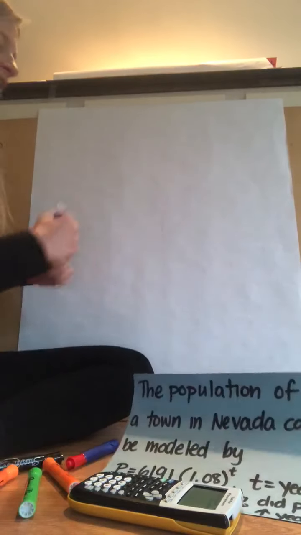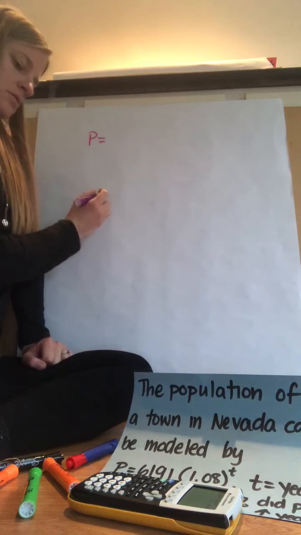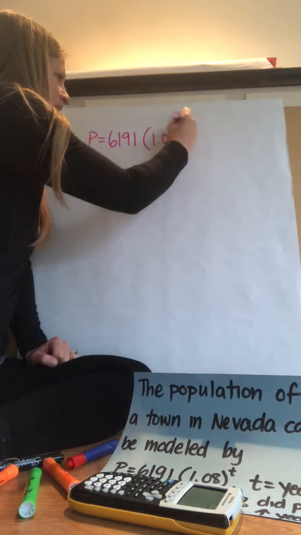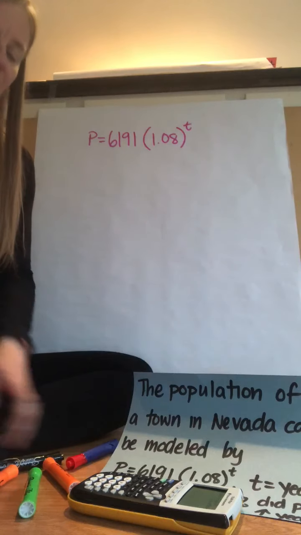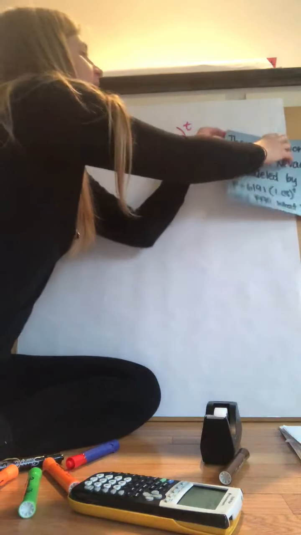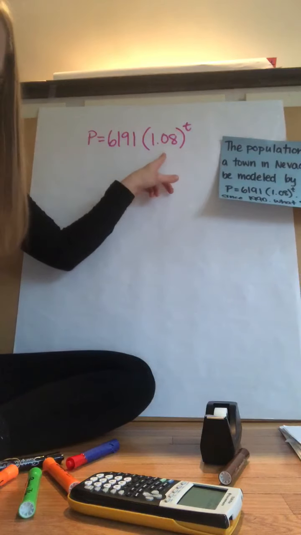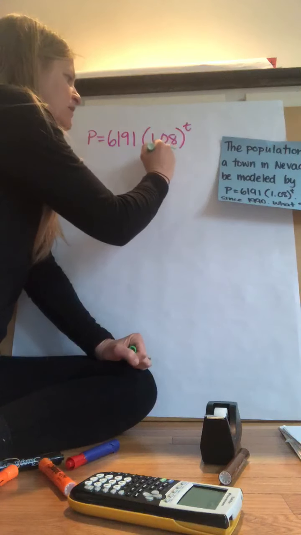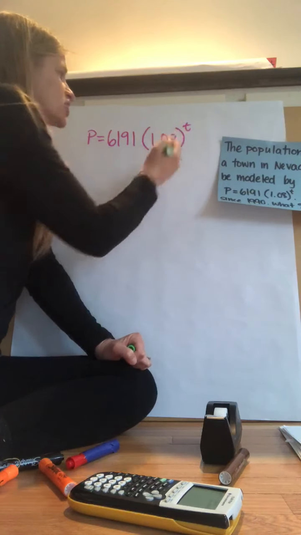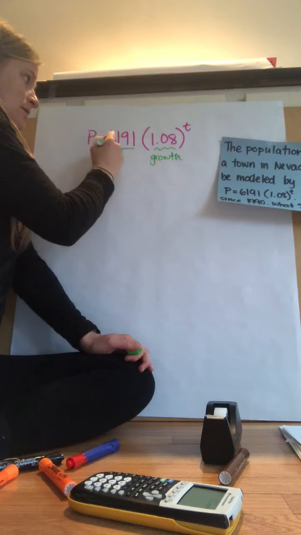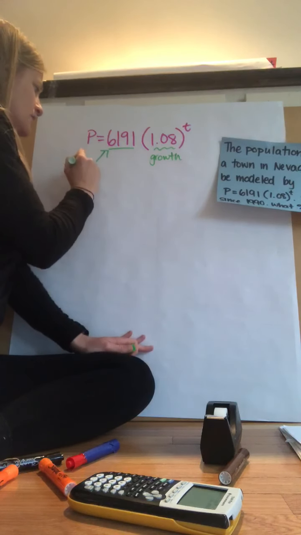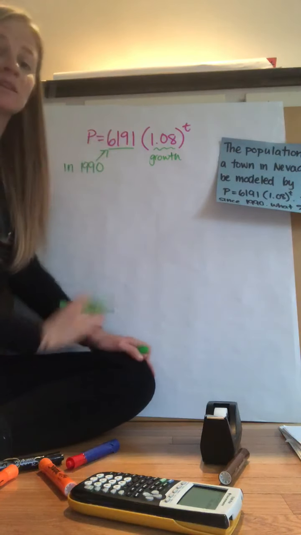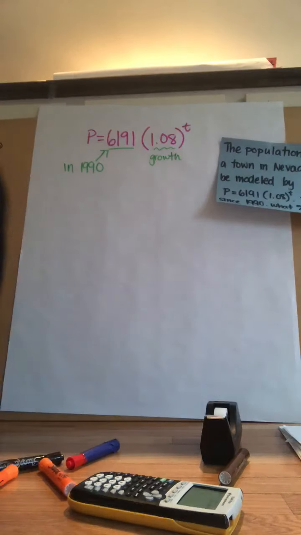So now I can tell that it's growing annually because 6191 times 1.08 to the T power. I can tell that it's growing because I have a greater than 1 base, right? My base is larger than 1. So this tells me I'm looking at growth, okay? The initial amount in 1990, I don't even think you guys were born at that time. You definitely weren't. In 1990, the population was 6,191.